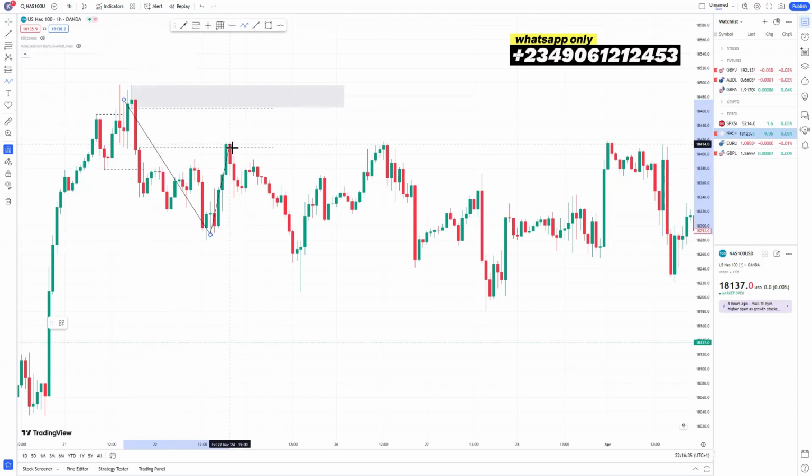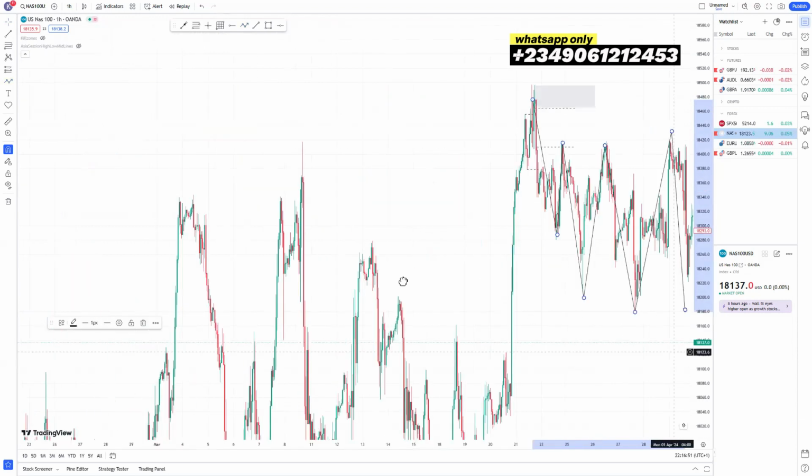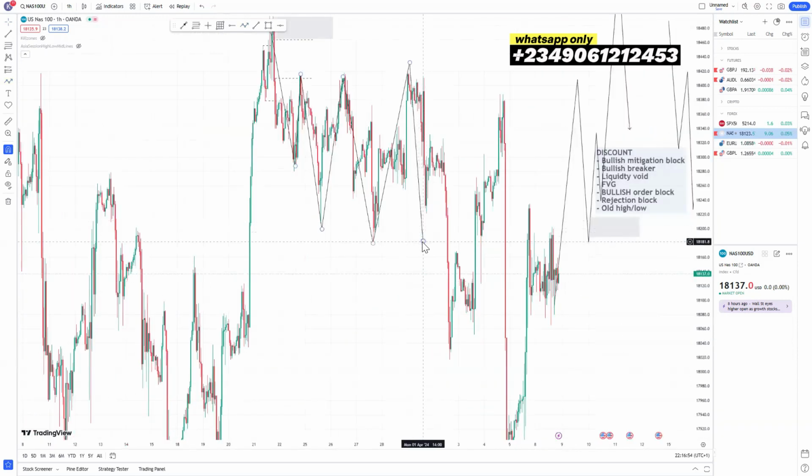Now, according to the PD array, you know I told you that if we have a fair value gap before another block, price will most likely respect the fair value gap before even going for the other block later on, all right? So you can see price did what? It respected the fair value gap and then went bearish from there, and continued going bearish.